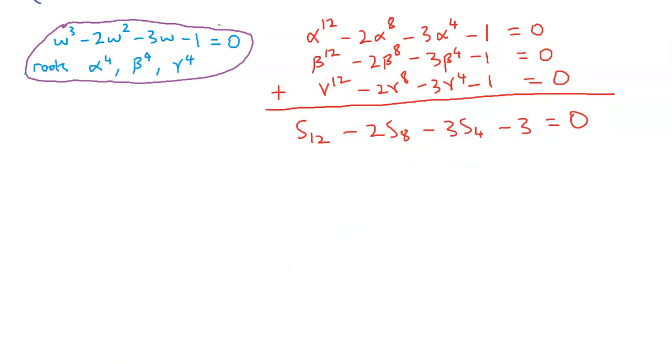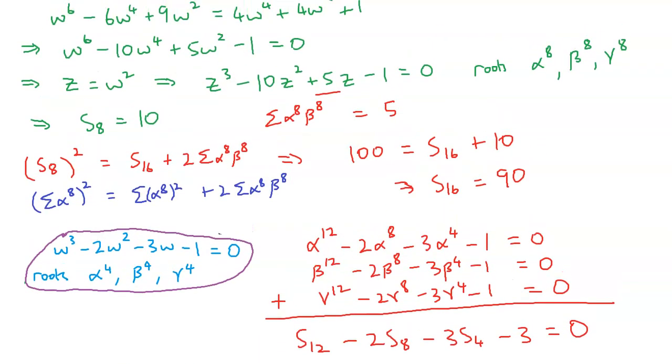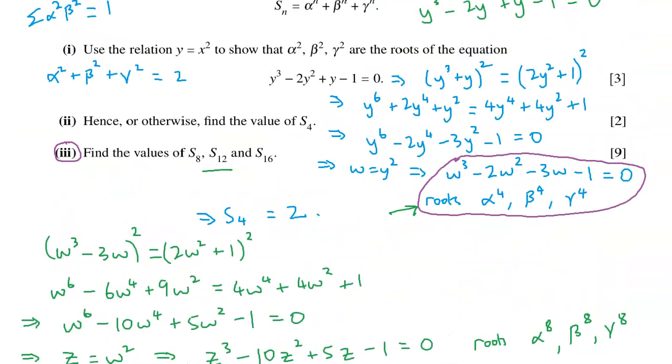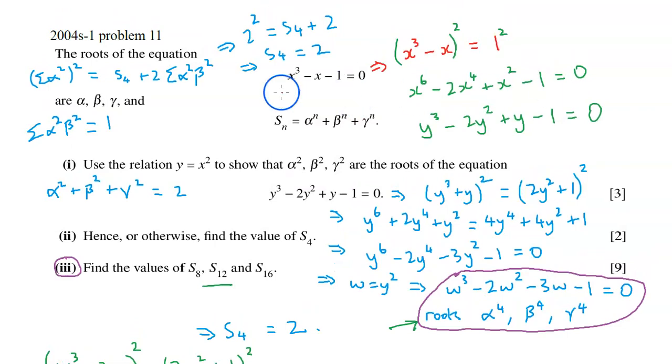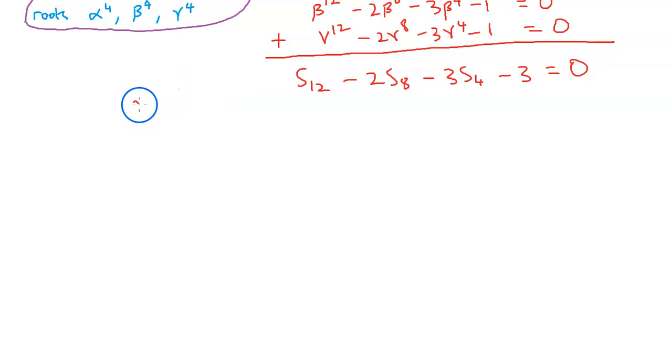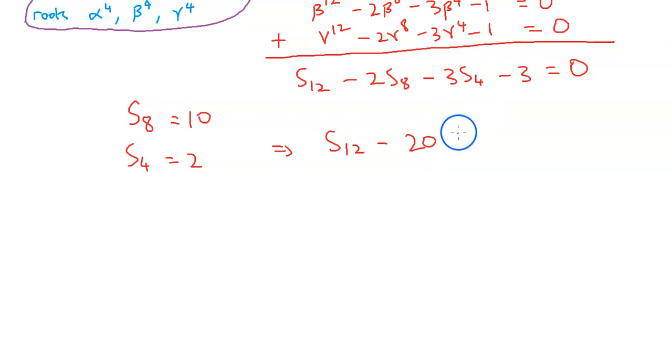And then if we scroll back up, we calculated that S8 was equal to 10, and S4 was equal to 2. S8 equals 10, S4 equals 2. So then we have S12 minus 20 minus 6 minus 3 equals 0. And so S12 equals 29.